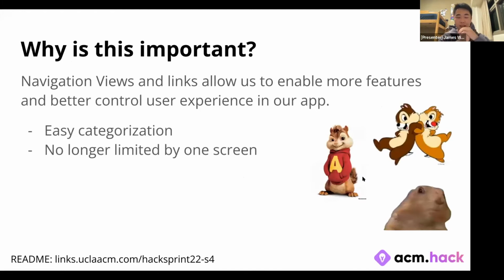So why is this important? This is because this allows us to enable more features and, overall, better control the user experience of our app. It lets things be easily categorized. So if we had a description of Alvin, rather than just throwing all of that in one box, we could make a navigation view of a list. And then once you click that list, it would take you to some other screen with a description. So you wouldn't even be limited to Alvin and the Chipmunks. You could expand the Chipmunk multiverse.